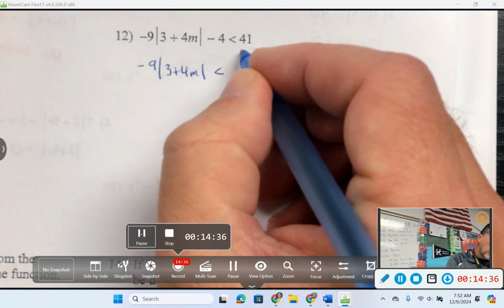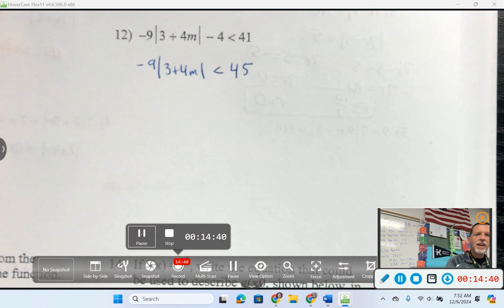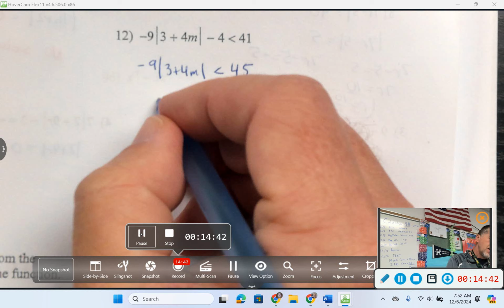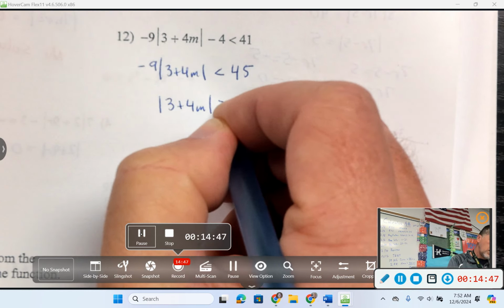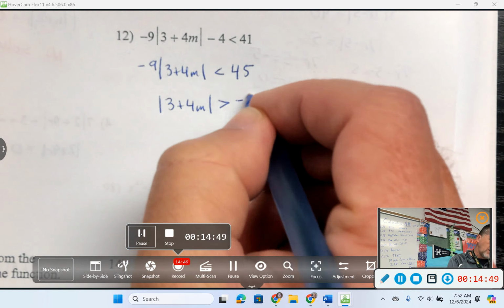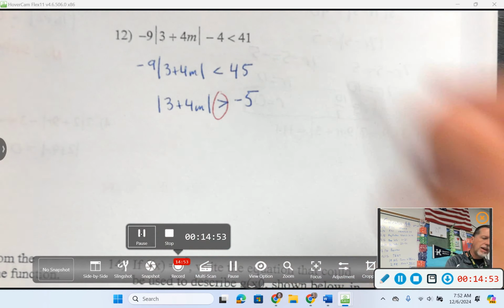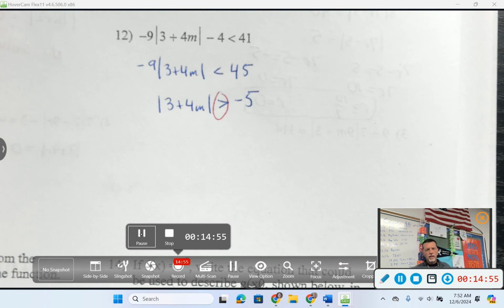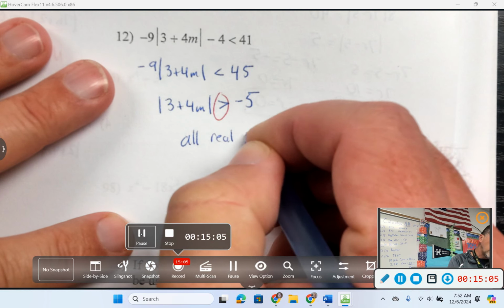So we add 4 to both sides. I see a negative coming in our future here. 3 plus 4m is greater than negative 5, because we switched the inequality when we divided by negative 9. So when is an absolute value always greater than negative? Always. All numbers, or all real numbers.